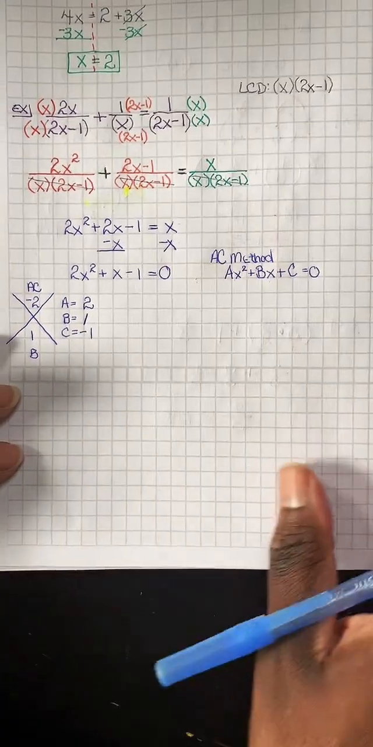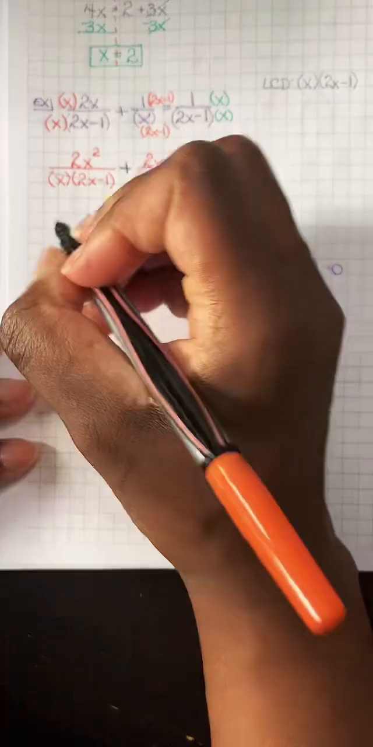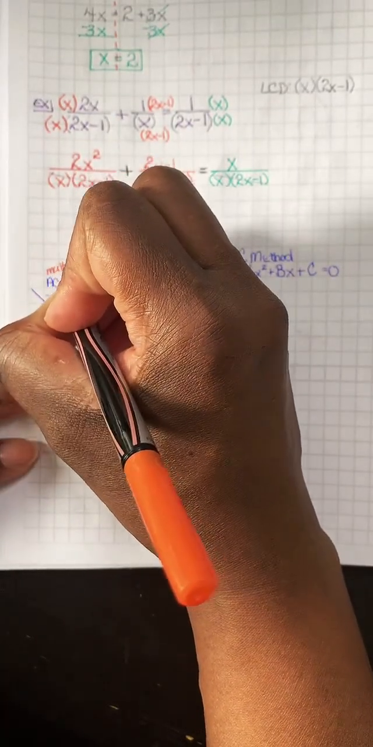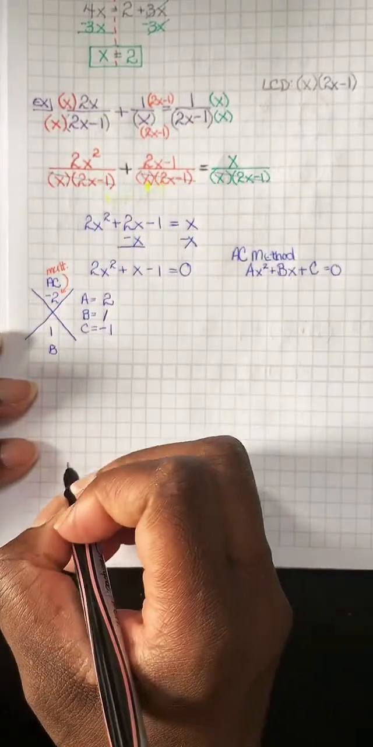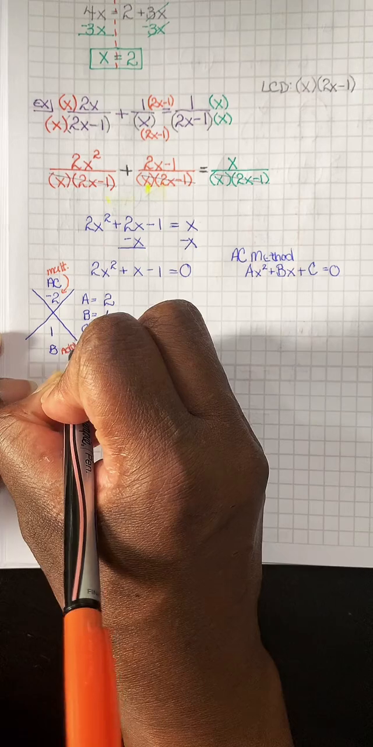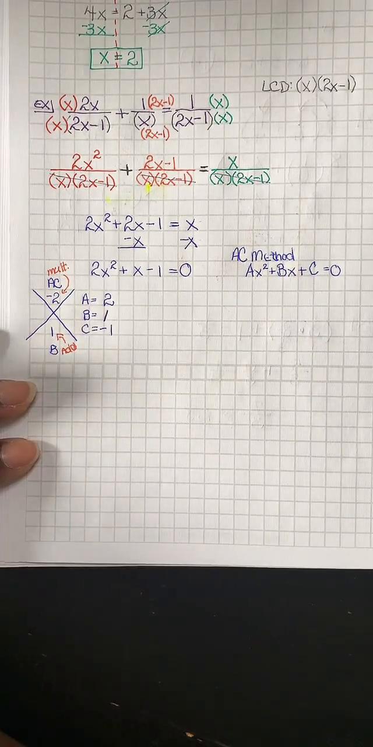So this is the hardest part. What two numbers multiply will give me -2 and add to give me 1. Okay, what two numbers multiplied together will give me a -2 and add together to give me a +1.